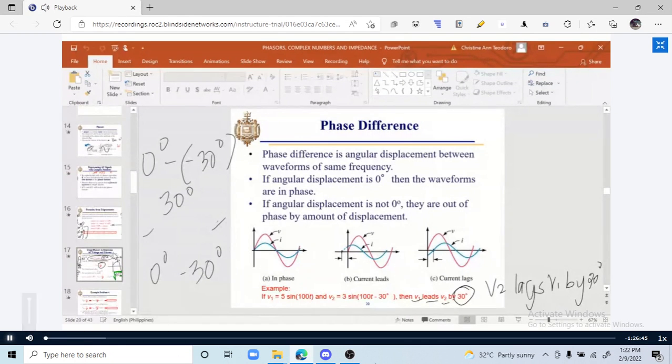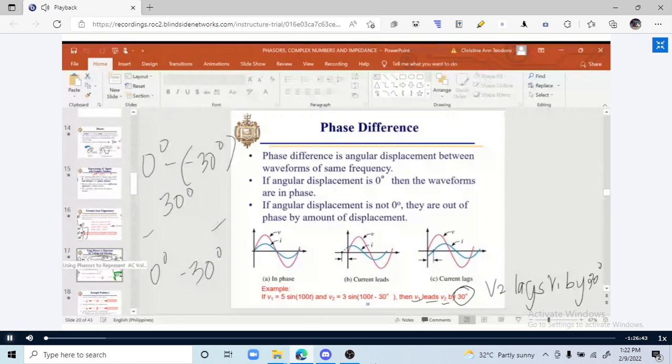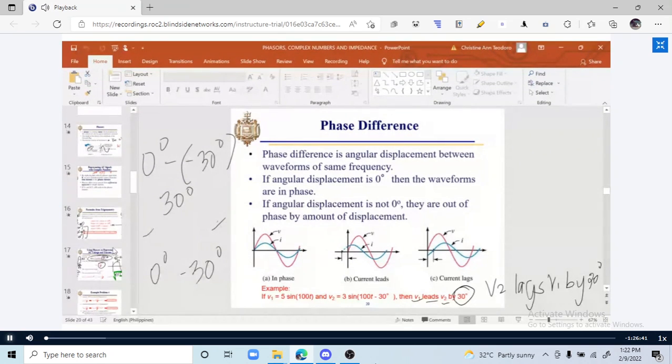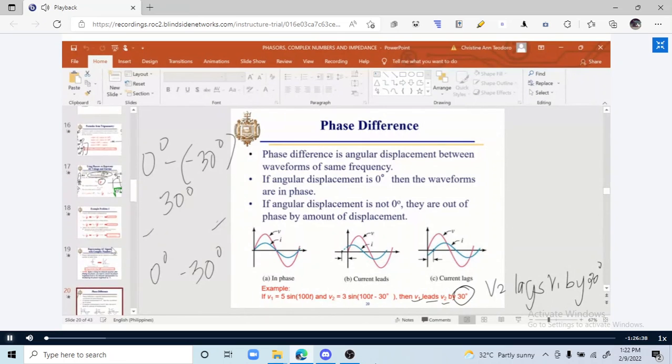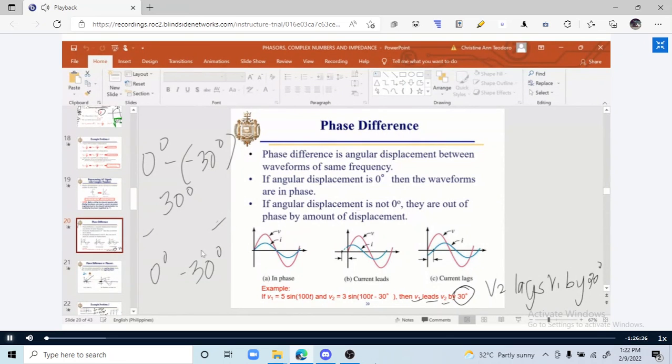As well as the phasor transform, right? So the phasor transform: what a phasor is made up of, the time domain, and the phasor domain, or what we call the frequency domain. Okay, so for today, we will be having the phase difference.